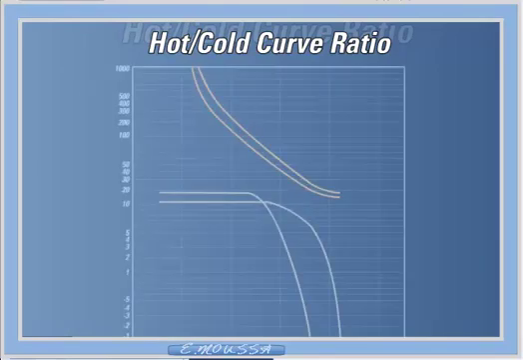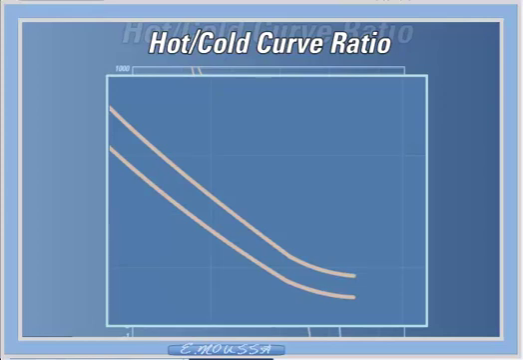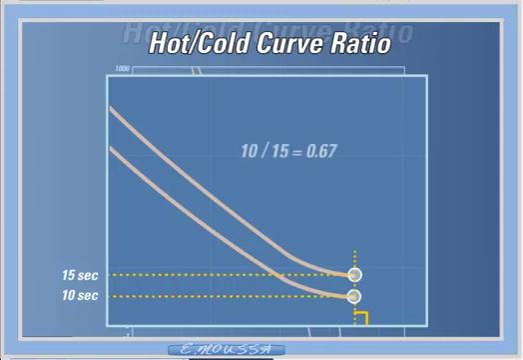If the thermal limits curves are being used to determine the hot-cold ratio, proceed as follows. From the thermal limits curves, run a line perpendicular to the current axis that intersects the hot and cold curves at the stall point. Draw a line from each point of intersection to the time axis. Record the corresponding times, in this case 10 and 15 seconds respectively. The hot-cold ratio can now be calculated as follows. The hot-cold ratio equals 10 divided by 15, which equals 0.67.